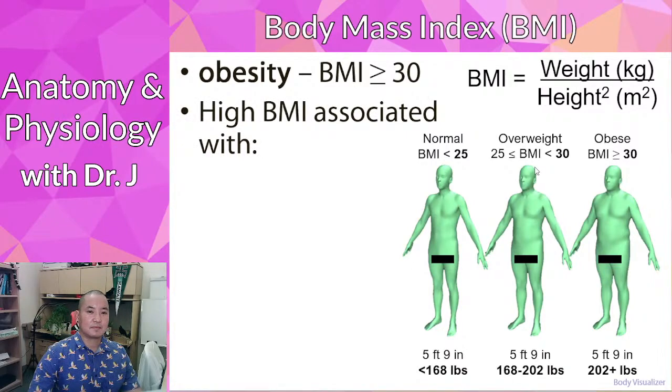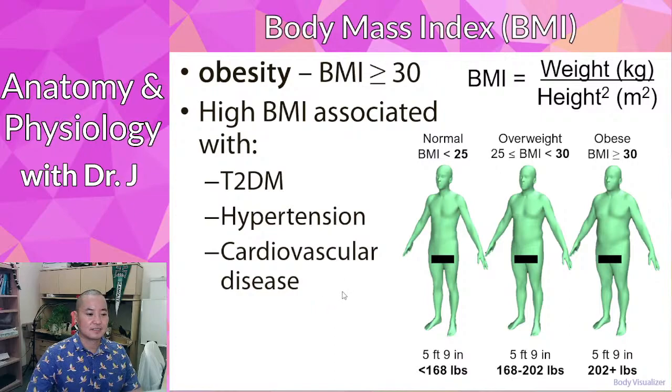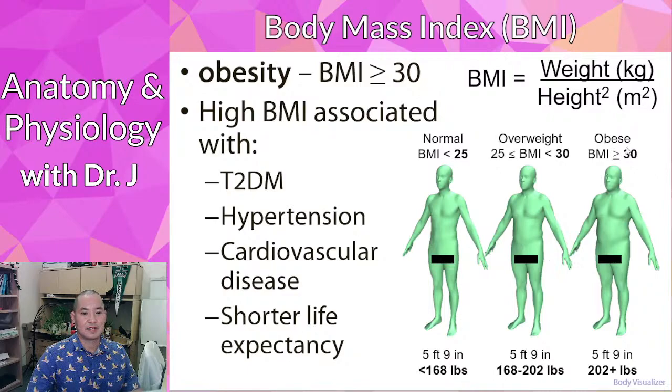Now, why do people measure BMI and why do they use this in studies? Well, having a high BMI is associated with type 2 diabetes mellitus, hypertension, that means high blood pressure, cardiovascular disease, and shorter life expectancy. So the higher your BMI is above normal, the more you have an increased risk of all of these. Doesn't mean you're guaranteed to have this, but all of these I listed here are associated with higher BMI.